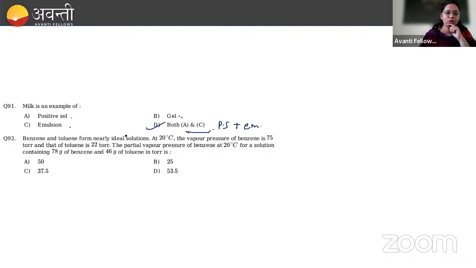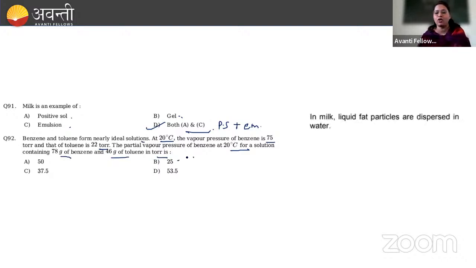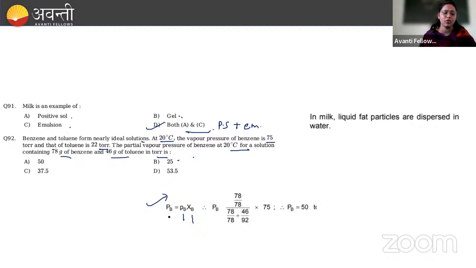Okay, next. Benzene and toluene form nearly ideal solutions. At 20 degrees Celsius, the vapor pressure of benzene is 75 torr and that of toluene is 22 torr. The partial pressure of benzene at 20 degrees Celsius for a solution containing 78 gram of benzene and 46 gram of toluene, in torr, is. So here we need to find the partial vapor pressure of benzene. You know the formula; we have just solved one problem regarding this. The partial pressure is equal to vapor pressure into mole fraction. So PB will be equal to 78/78 divided by 78/78 plus 46/92.